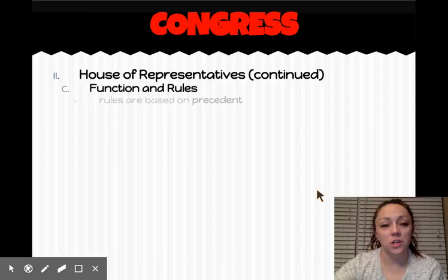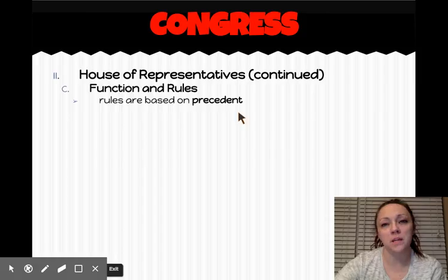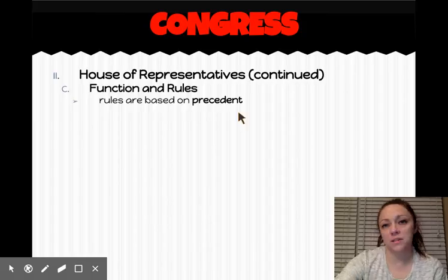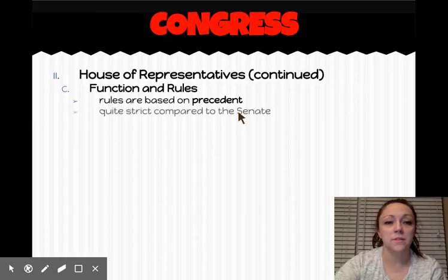So starting with function and rules, most rules in the House of Representatives are based on precedent, and that was a vocabulary term. If you remember, precedent is a past example or a guideline upon which future decisions are made. So since most of the rules are based on precedent, we can assume that most of the rules are based on things that worked well in the past for the House of Representatives.